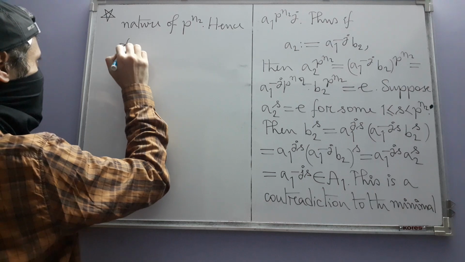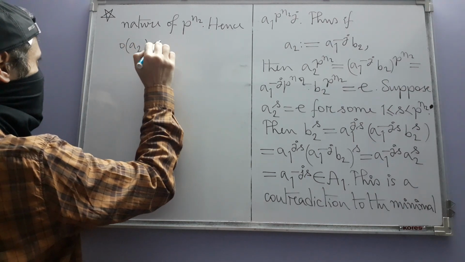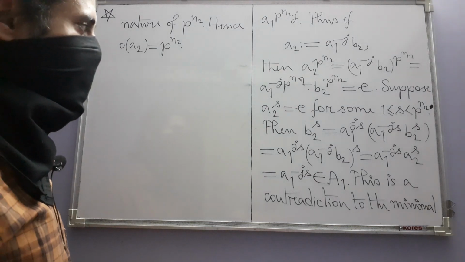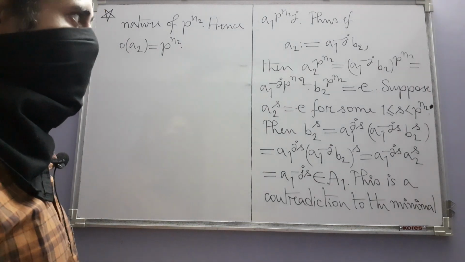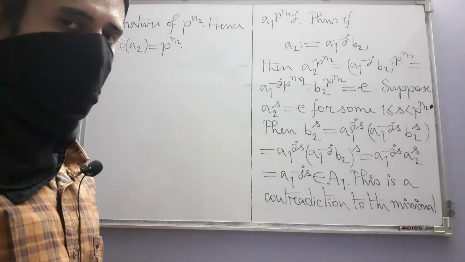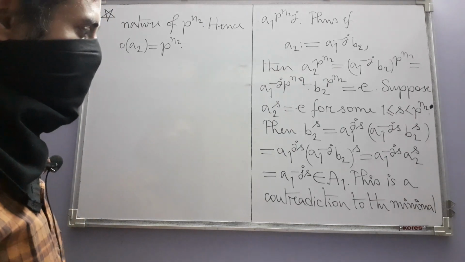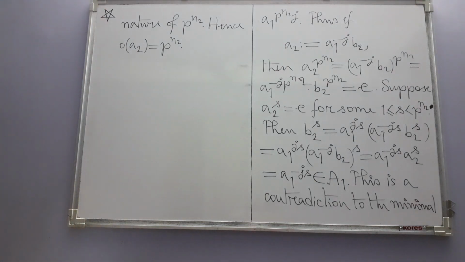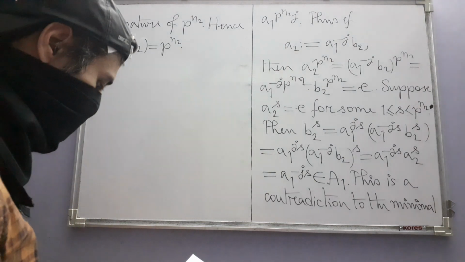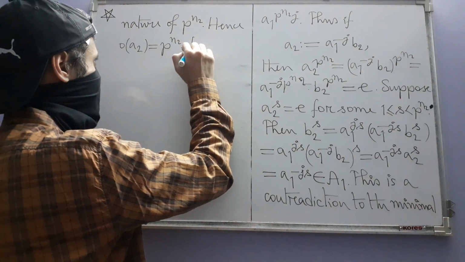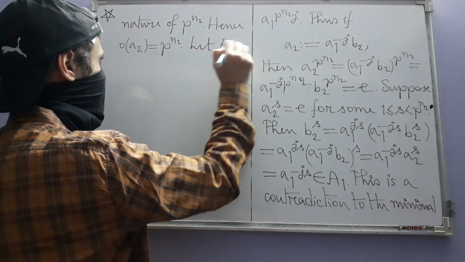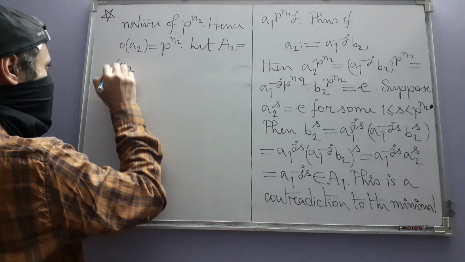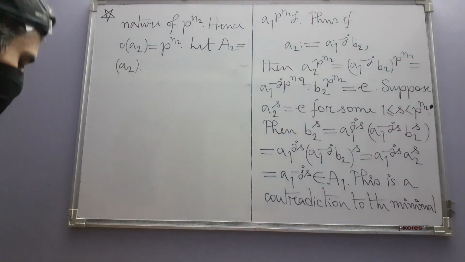So we write that as conclusion. Hence, order of a2 is equal to p to the power n2. And now using this element a2, we are going to consider the generated cyclic subgroup. Just like using a1 we generated capital A1, using a2 we are going to generate capital A2. Let capital A2 be equal to the cyclic subgroup generated by small a2.